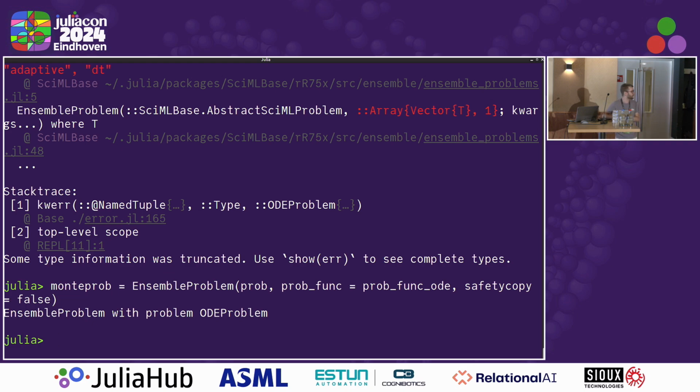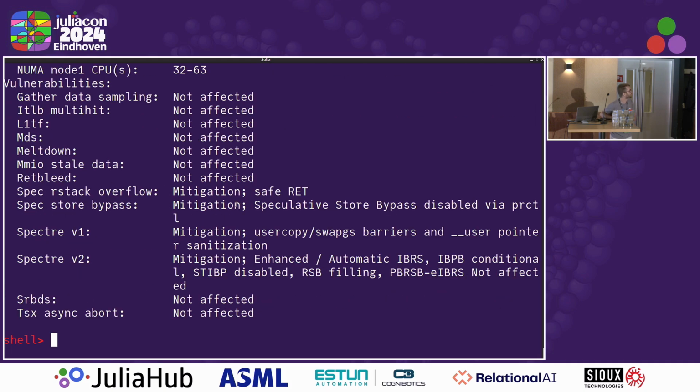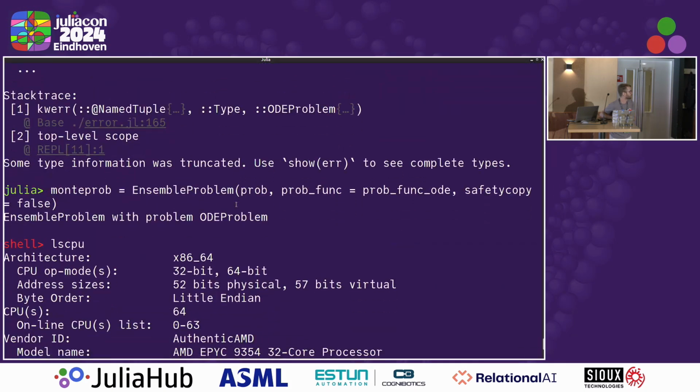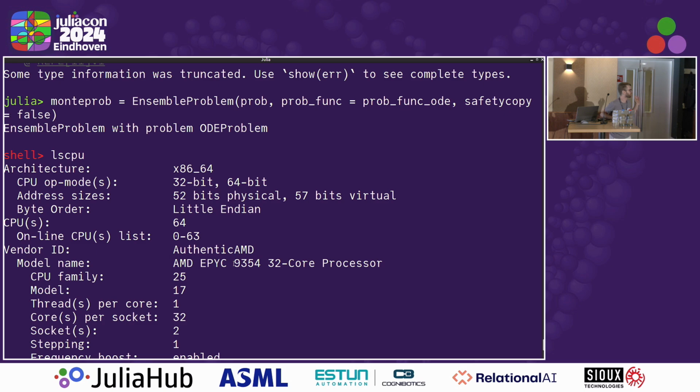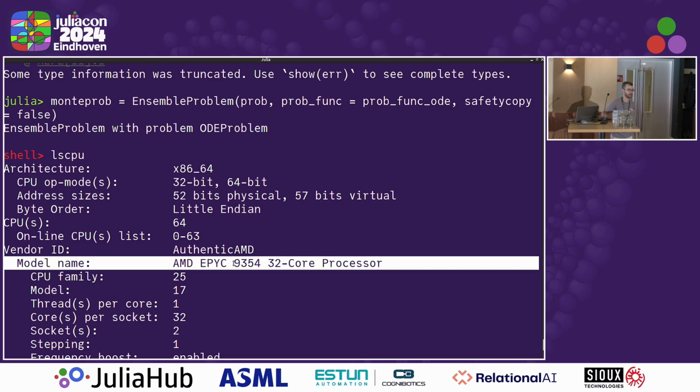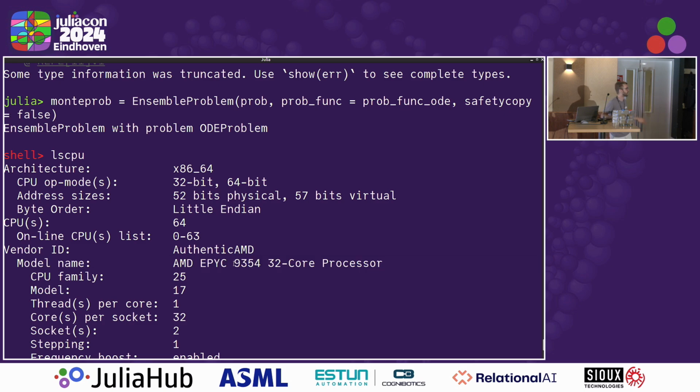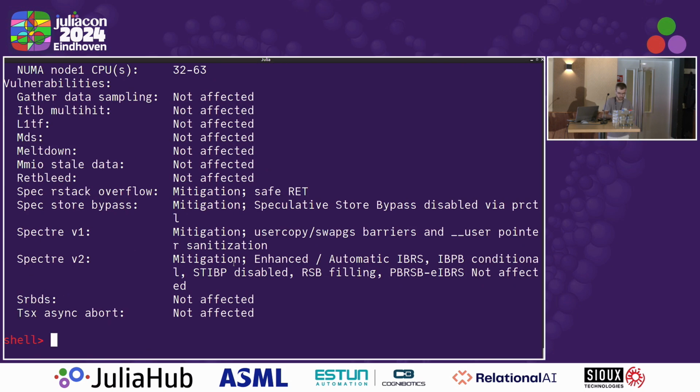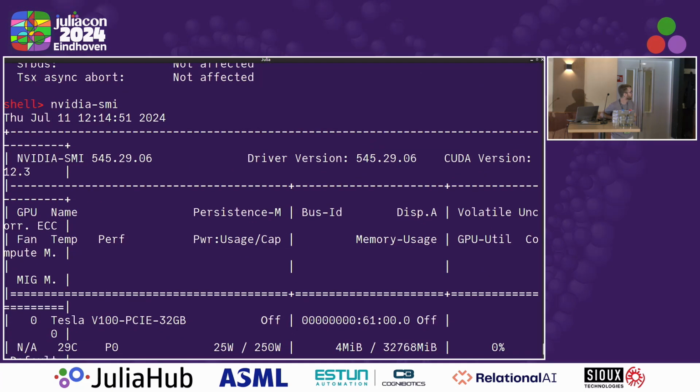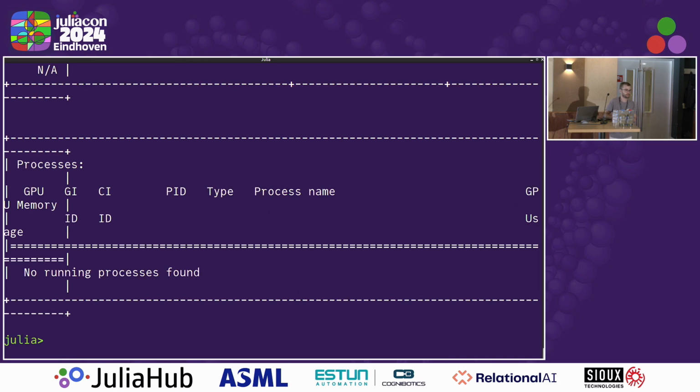And so now this system, if we run lscpu, you can see that we're on a Zen 4 CPU, so AMD EPYC 9000 series, 64 cores, hyperthreading off. And if we do nvidia-smi, you'll see that we have a Tesla V100, so pretty high-end CPU, pretty high-end GPU.